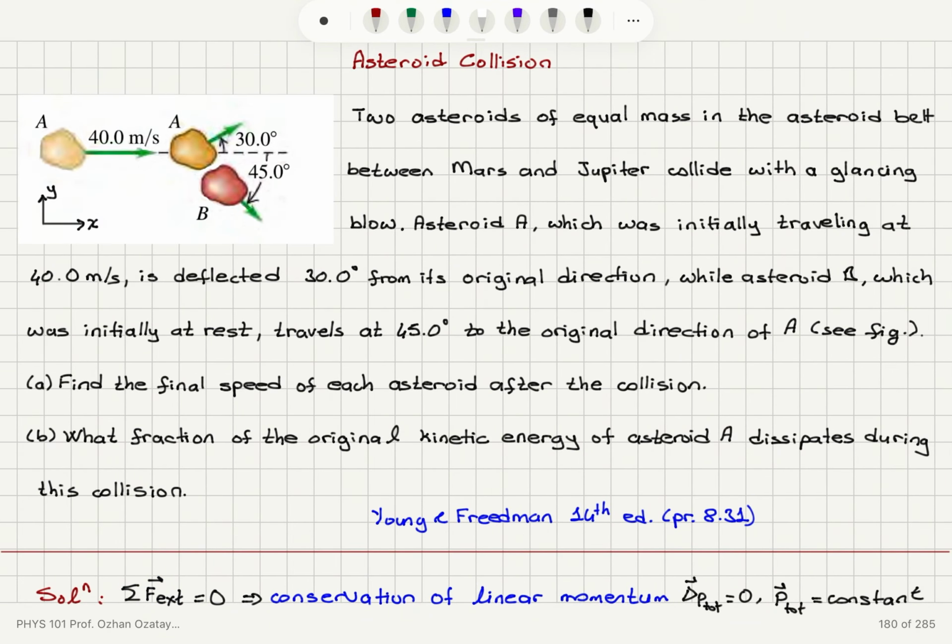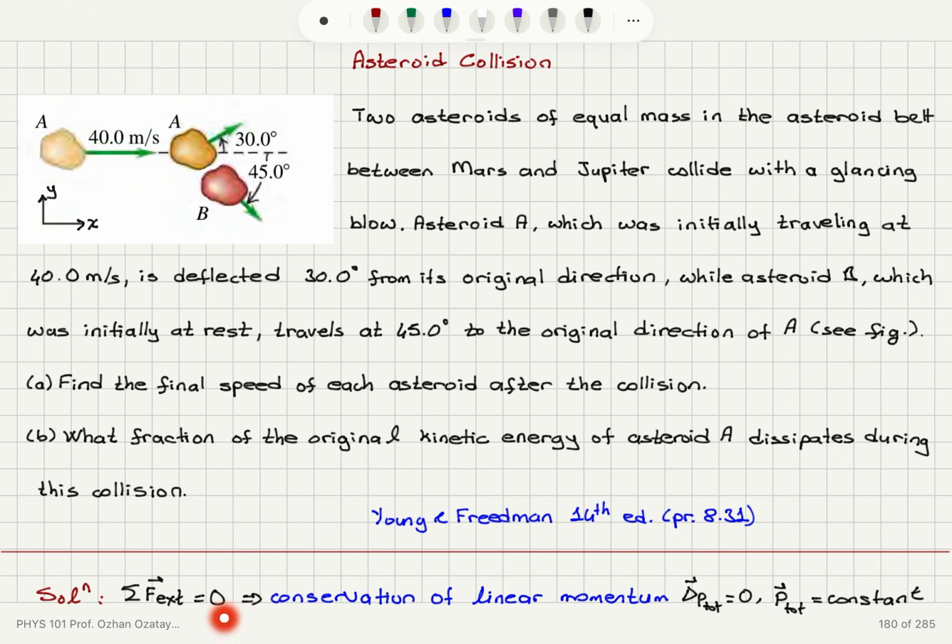Alright, so to summarize, we're talking about an asteroid collision. Asteroid A with an initial speed of 40 meters per second traveling in the plus i hat direction collides with asteroid B, which was initially at rest. Asteroid A makes an angle of 30 degrees with the horizontal axis. B makes a final angle of 45 degrees with the horizontal axis. We want to know the final speed of each asteroid and how much kinetic energy was lost.